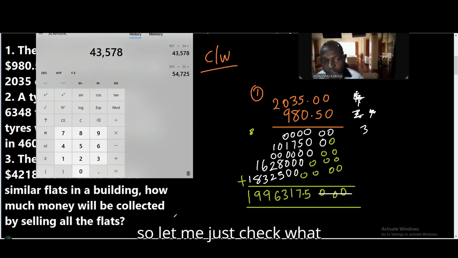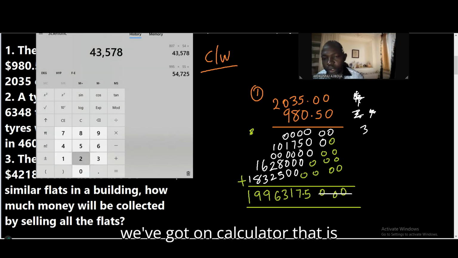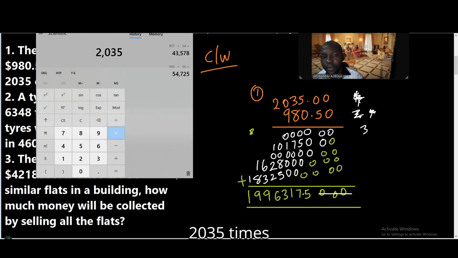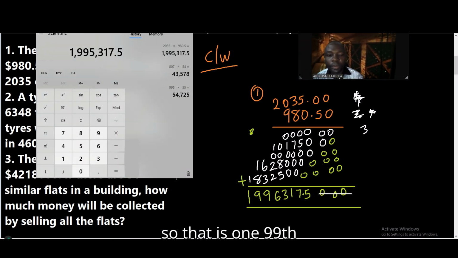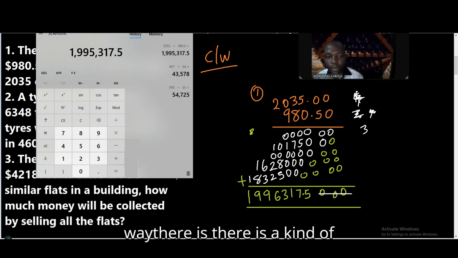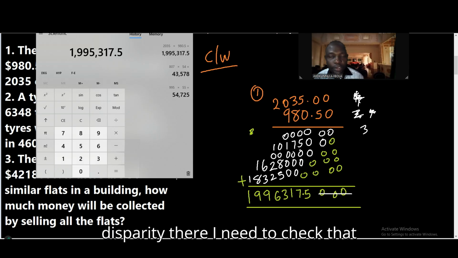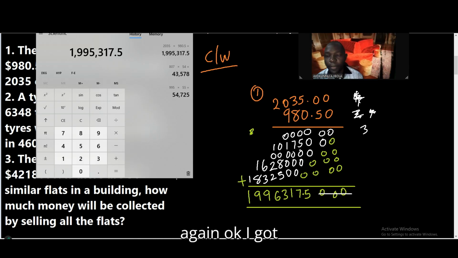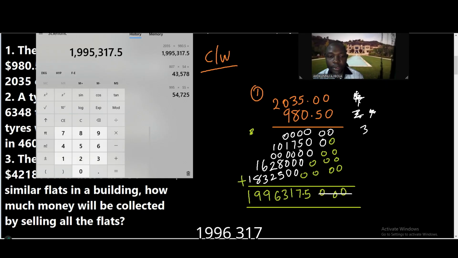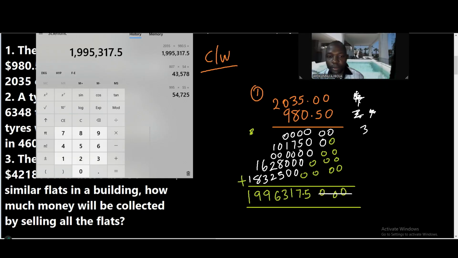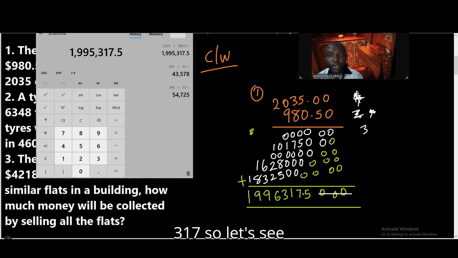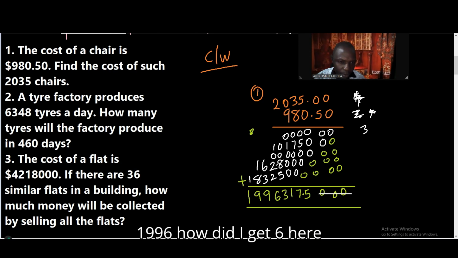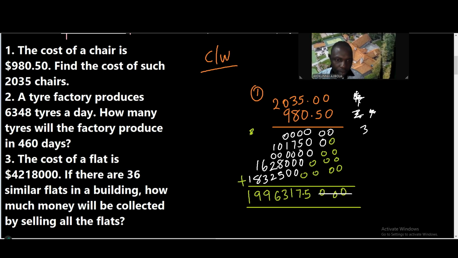So let me just check what we've gotten on the calculator. That is 2035 times 980.5. Wait, there is a kind of disparity there. I need to check that again. I got 1996317. Then this shows 1995317.5. So let's see. 1996. How did I get 6 here?